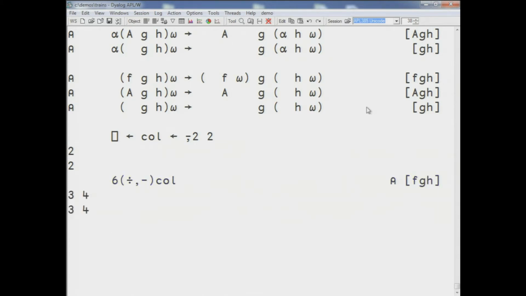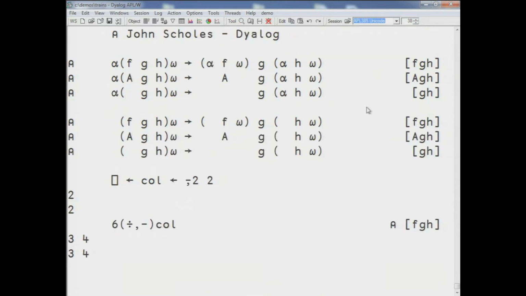So here's an example. Actually, let me scroll this down a bit so we can still see the definition. This is an example of a three train. It's the very first definition. What this is doing is a 6 divide by col, giving me a 3-3 as the left tine, and a 6 minus col, which gives me 4-4 as the right tine, and then the catenation is happening between them. So it's just slavishly applying this definition. We're substituting divide, comma, and minus for the F, G, and H.